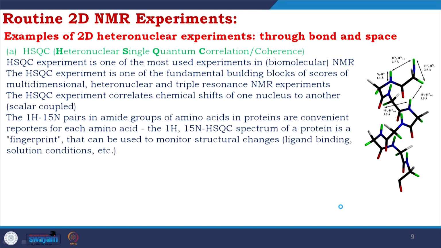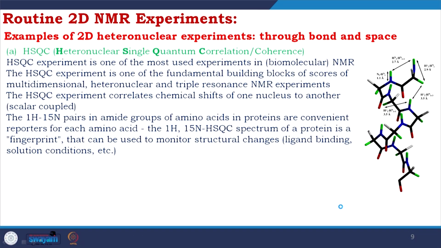The 1H-15N, the proton-nitrogen pairs in amide groups of amino acids in proteins, are convenient reporters of each amino acid. The 1H-15N HSQC spectrum of a protein is a fingerprint. So, when we are doing spectroscopy, we always look for fingerprints, because if we have some standards, it is very reasonable to do the analysis, because there are many spots in the spectra. So, if you know that this spectrum belongs to that, it is very helpful. That is why HSQC is very important.